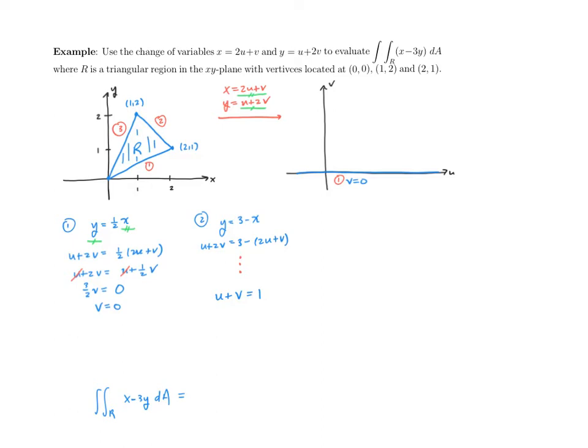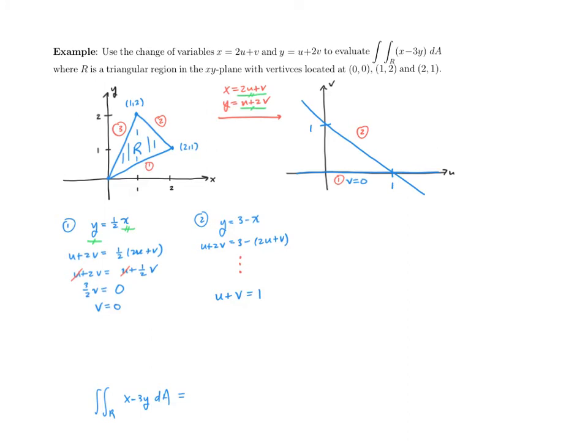In terms of u plus v equals 1, that is a line in the UV plane having u and v intercepts of 1. So side 2.